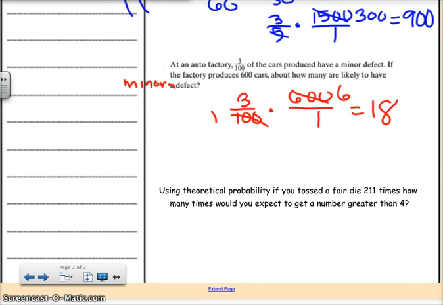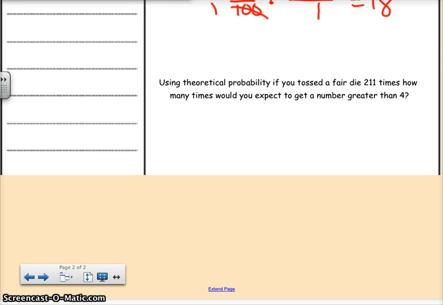Using theoretical probability, if we toss a fair die 211 times, how many times would you expect to get a number greater than 4? So here I have to figure out the probability at first. So probability bigger than 4: 5, 6, right? So I can get a 5 or a 6. So that's 2 out of 6, which is 1/3.